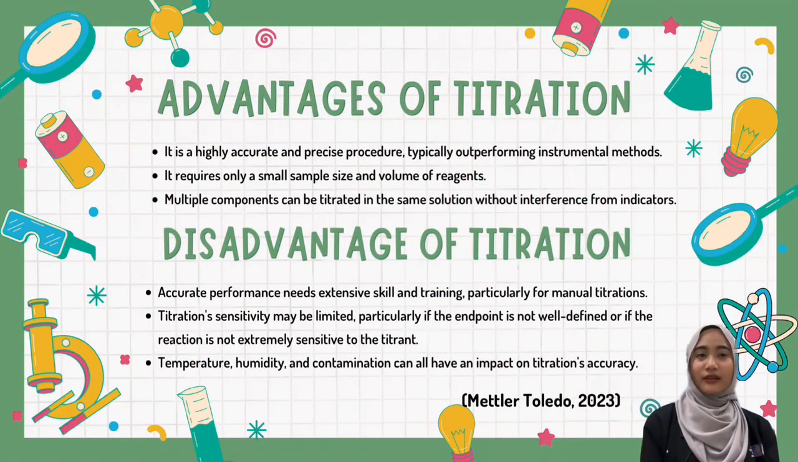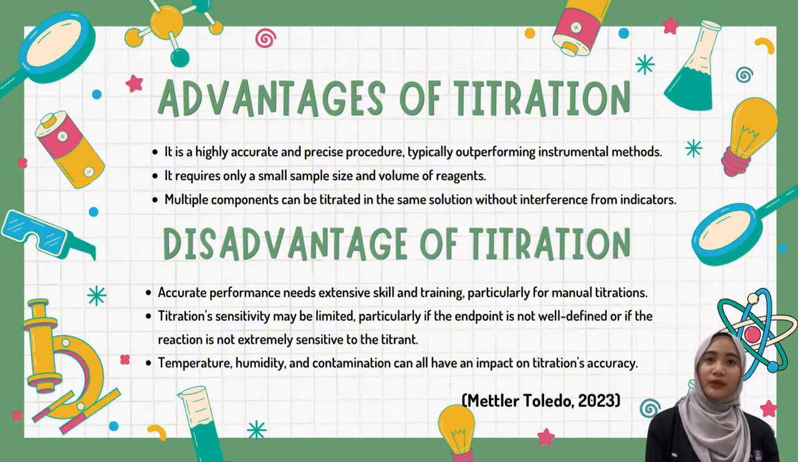Next is the advantage of titration. It is a highly accurate and precise procedure, typically outperforming instrumental methods. It requires only a small sample size and volume of reagents. Multiple components can be titrated in the same solution without interference from indicators. Next is the disadvantage of titration. Accurate performance needs extensive skill and training, particularly for manual titration. Titration sensitivity may be limited, particularly if the endpoint is not well defined or if the reaction is not extremely sensitive to detection. Temperature, humidity, and contamination can all have an impact on titration's accuracy.